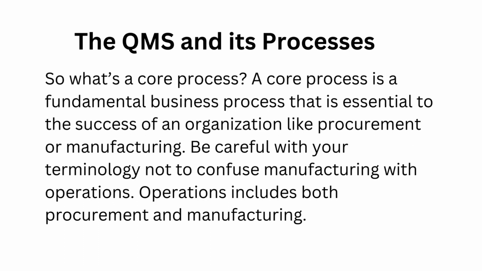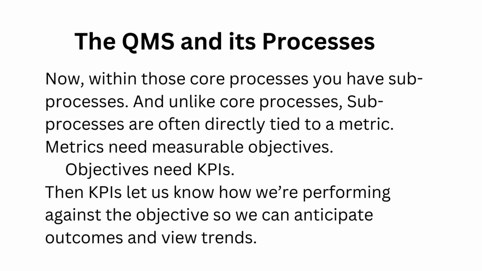So what's a core process? A core process is a fundamental business process that is essential to the success of an organization like procurement or manufacturing. Be careful with your terminology not to confuse manufacturing with operations. Operations includes both procurement and manufacturing. Now, within those core processes, you have sub-processes. And unlike core processes, sub-processes are often directly tied to a metric.